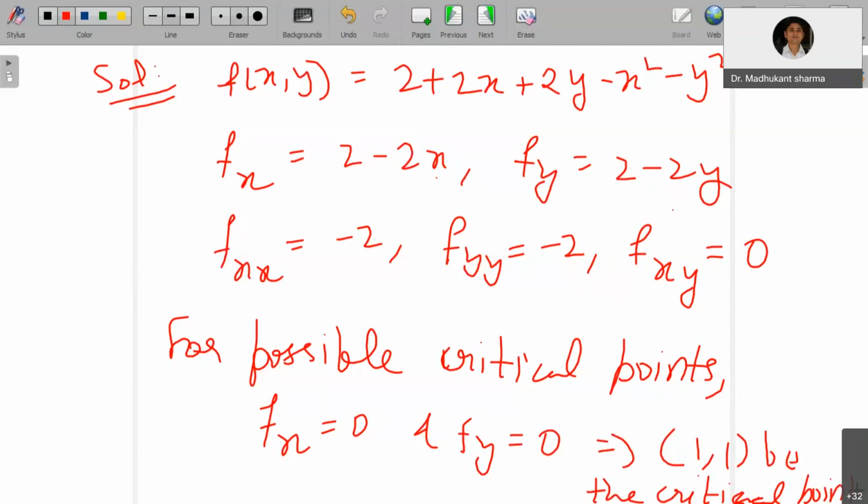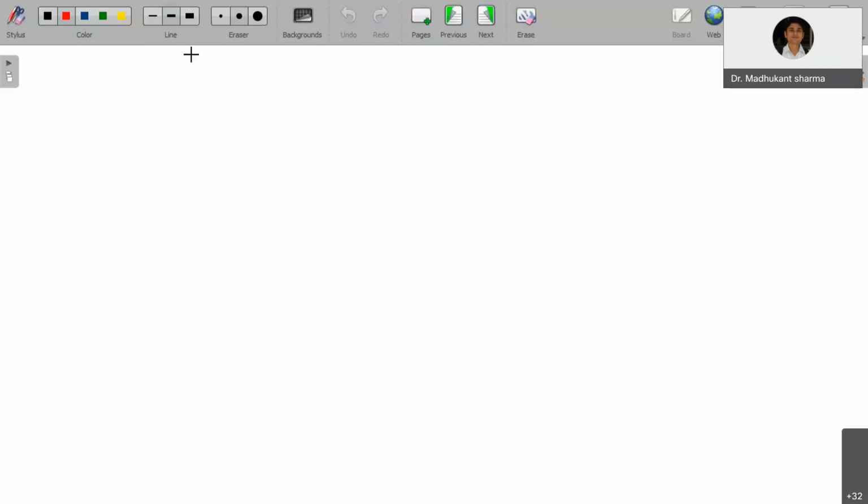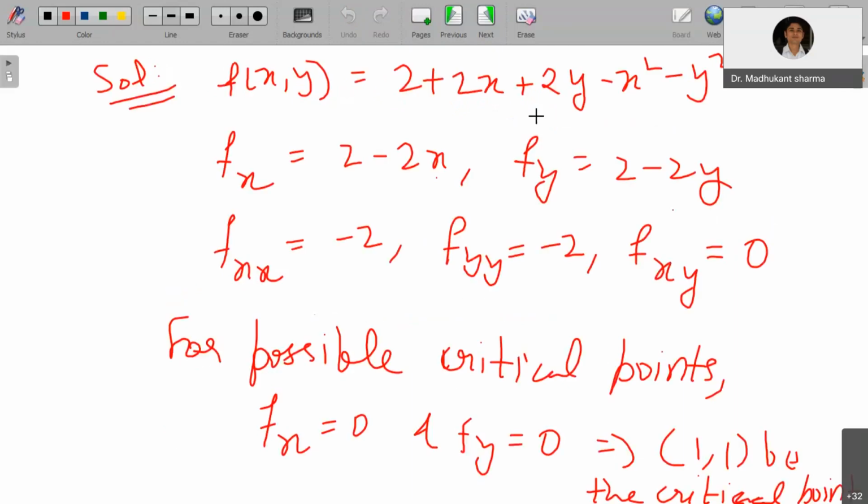Now, what you are interested in is the absolute maxima and minima on the region R. The region R is bounded by the lines x equals 0, y equals 0, and another line. Let me restart this.